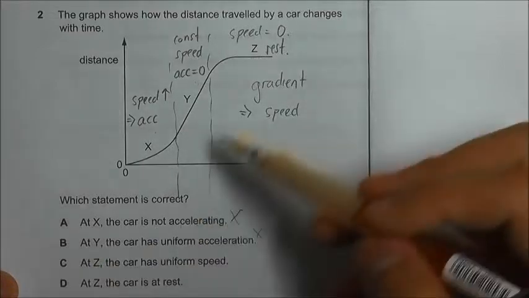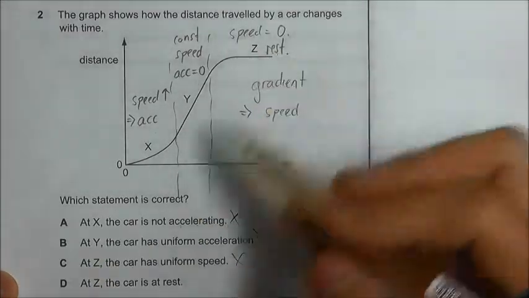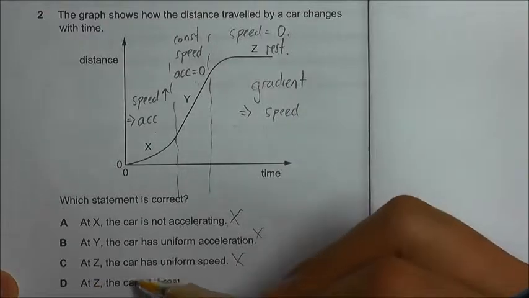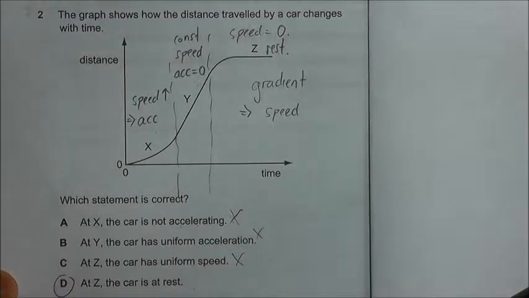C, at z, the car has uniform speed. This is wrong because the car is not moving. D, at z, the car is at rest. Okay, so this is the answer, D.